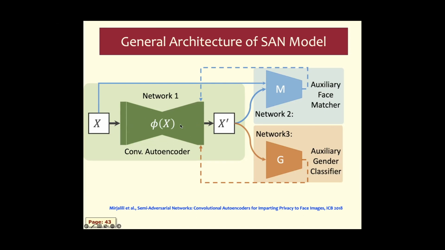So a simple autoencoder supervised by two classifiers, one being a face matcher and the other being a gender classifier. And what these two are doing is the face matcher is ensuring through its loss functions that X prime matches with X, whereas the gender classifier is supervising X prime in such a way that the gender label of X prime is different from the gender label of X.